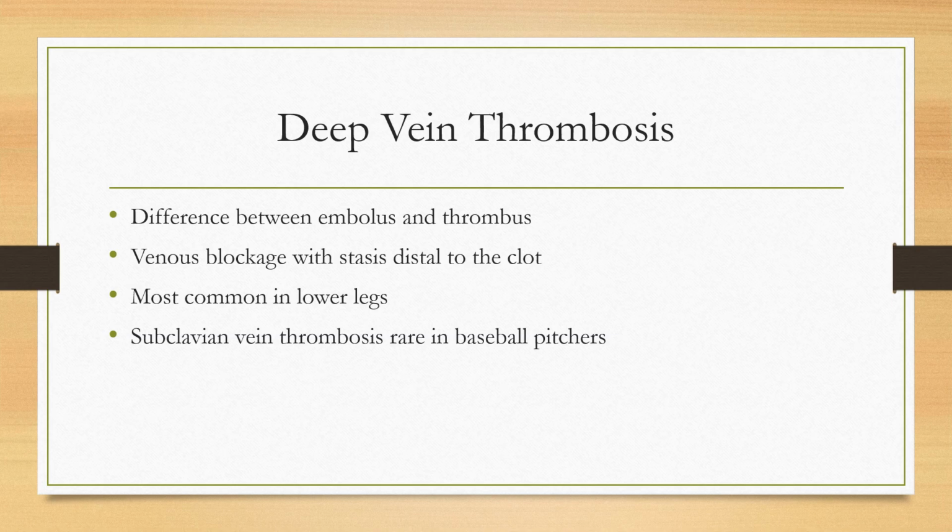Deep vein thrombosis is when there's a venous blockage with stasis, so blood just kind of hanging out distal to the clot, which makes sense, right? If there's a blood clot, blood can't move past it. It happens most commonly in the lower legs. Subclavian vein thrombosis can happen in baseball pitchers, but think about risks for this. Your athletes that are traveling to different areas spend a lot of time on a bus or in a plane. Those are big risk factors because it just lets that blood pool in their legs. So make sure they're getting up and walking around, or at least pumping their legs around.